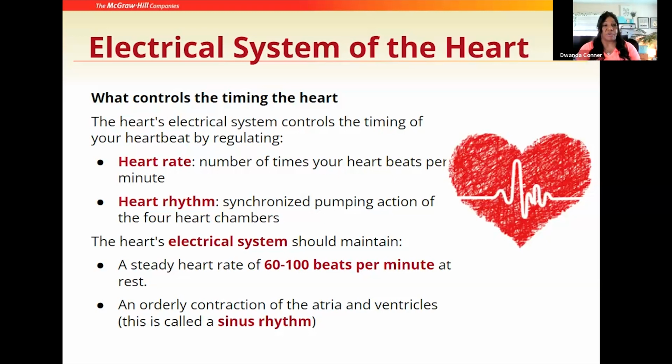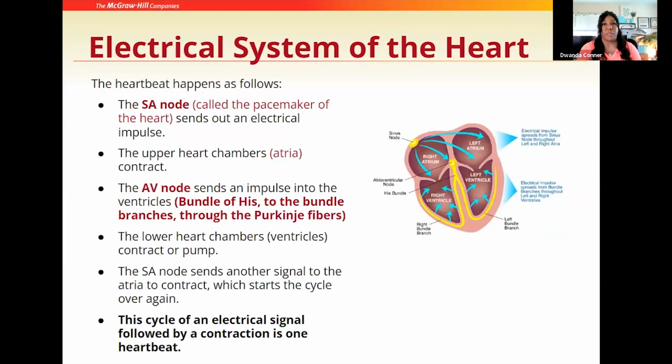The heart's electrical system should maintain that steady rate at 60 to 100 beats per minute. And if they have an orderly contraction and relaxation of the atria and the ventricles, we would call this a normal sinus rhythm. So let's discuss the electrical system of the heart.